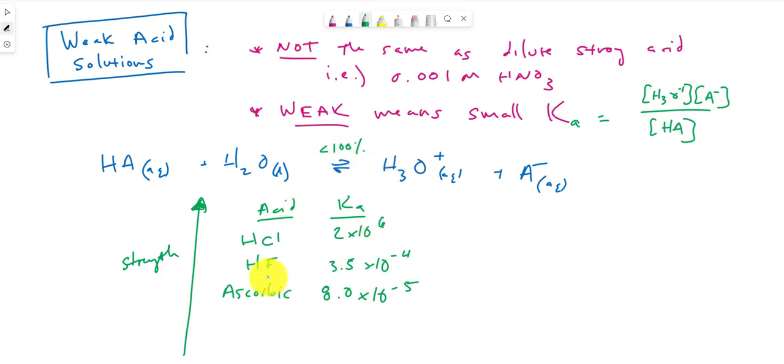But if we look at HF, it turns out HF is actually a weak acid because look at its Ka. It's 10 to the minus 4. So you go from 10 to the 6, positive 6, to 10 to the minus 4, that's 10 orders of magnitude. That's a huge difference in strength, which means that at equilibrium, what do we have? Well, at equilibrium, we have more HF than we do anything else because it doesn't want to dissociate. And the same is true for ascorbic acid, it's even weaker than HF.